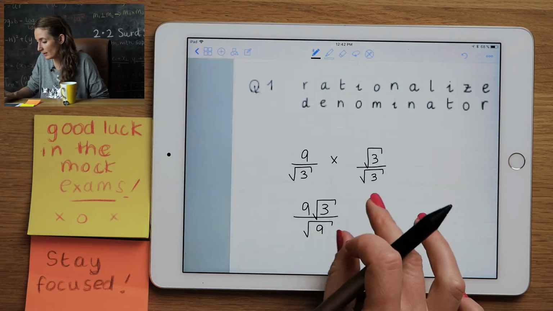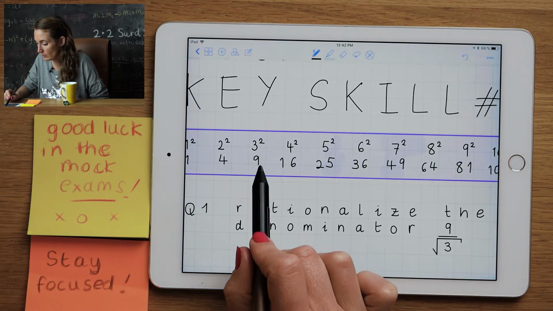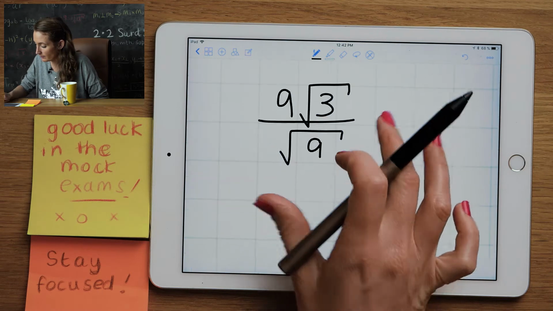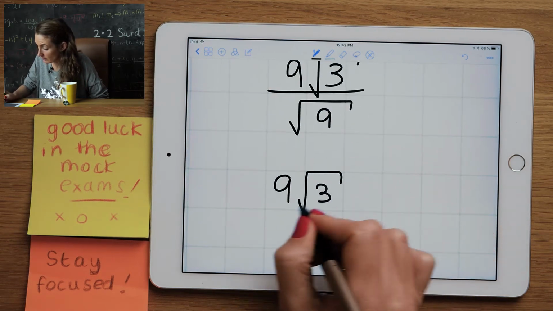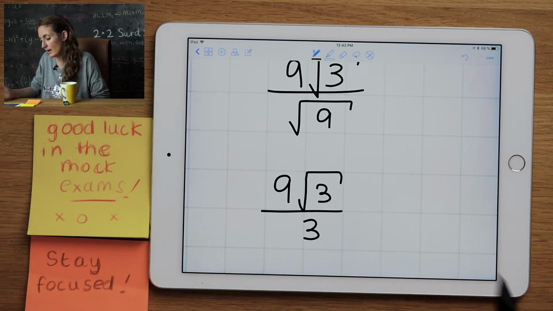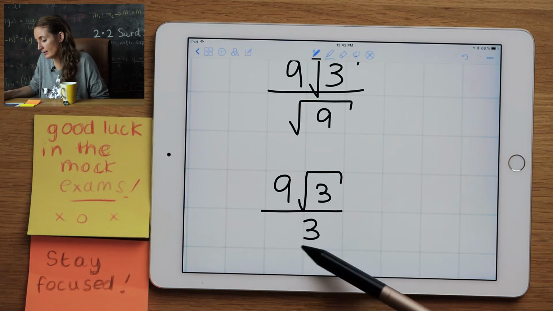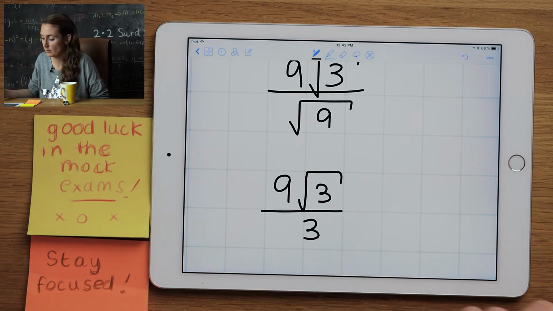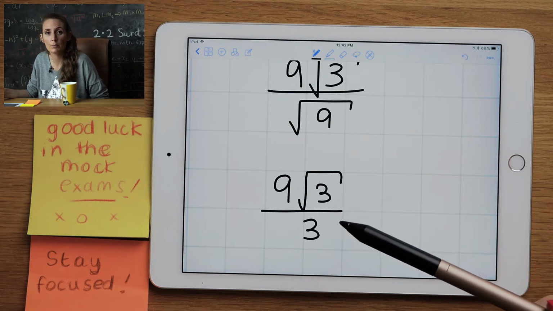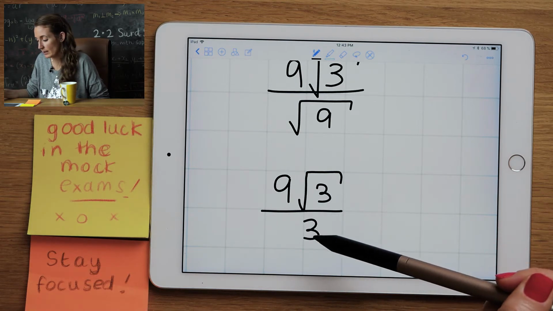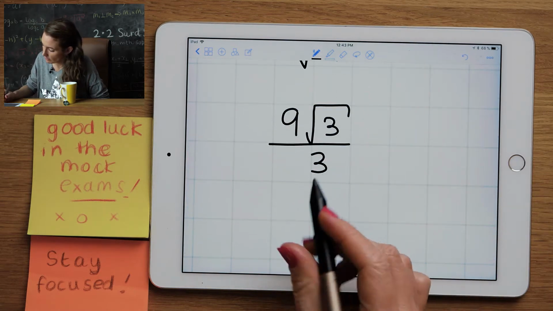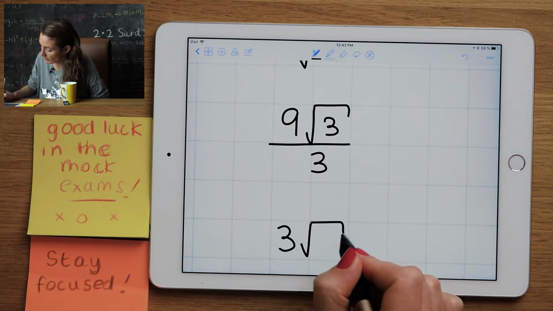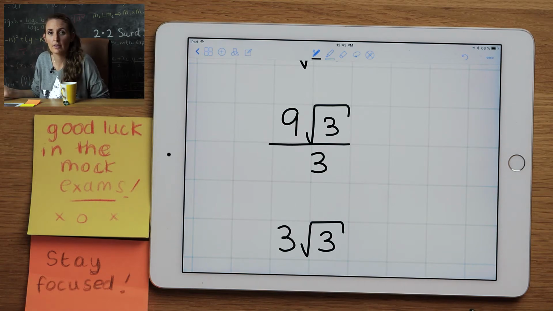Now, if you remember correctly, square root 9 is one of our square numbers. So the square root of 9 is 3. So 9 root 3 divided by 3. Now, we've successfully removed any square roots from the bottom of our fraction. But we can go one step further and we can simplify this. So just like before when we multiplied, numbers can be divided by numbers. So 9 divided by 3 is 3. So our final answer is 3 square root 3.